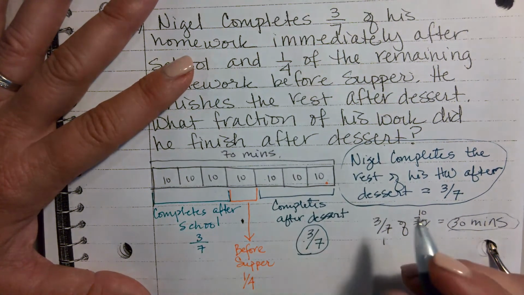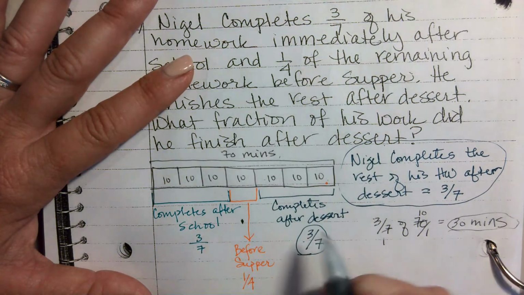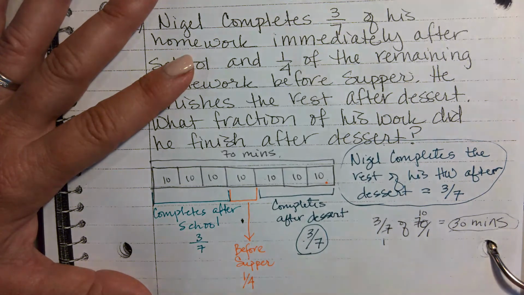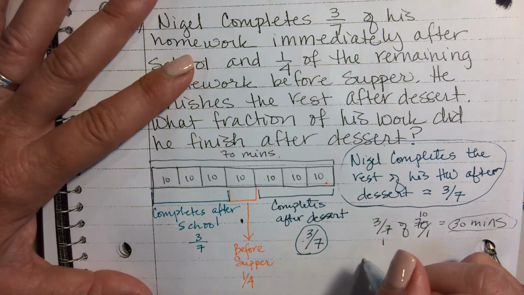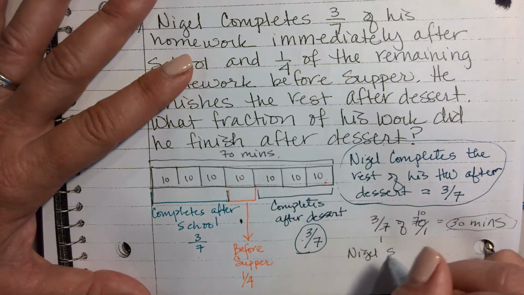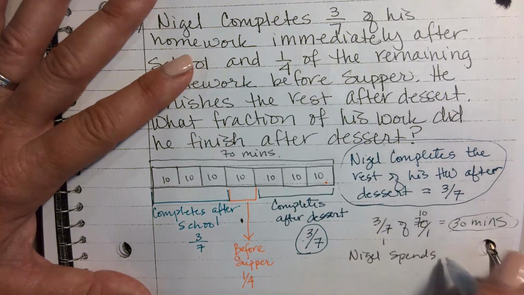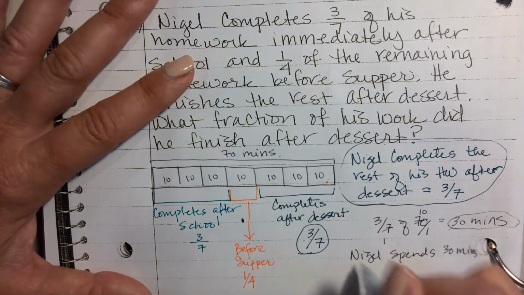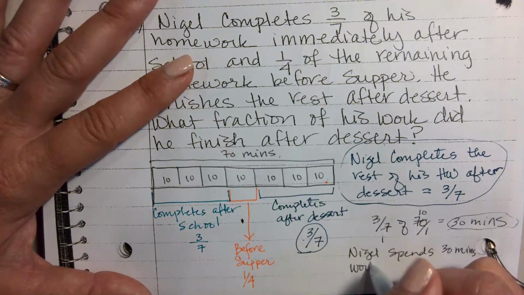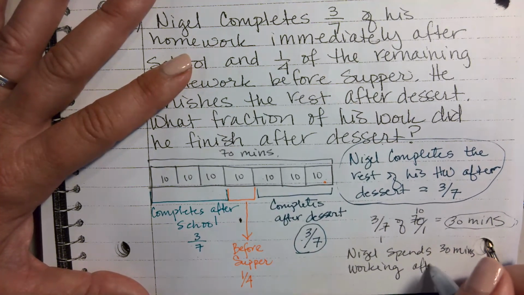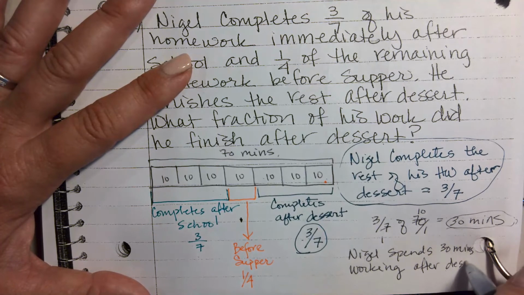So we know Nigel spent, so now how much was left that Nigel spent after dessert? So Nigel spends 30 minutes working after dessert.